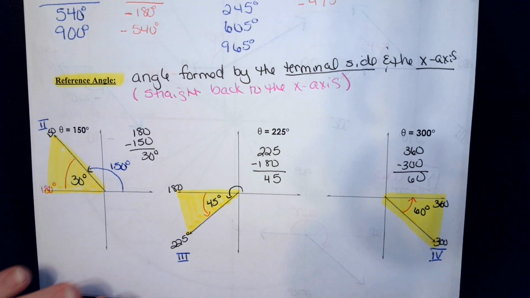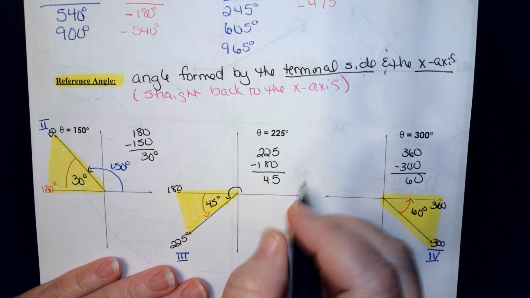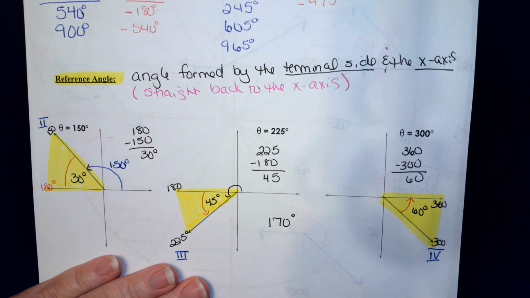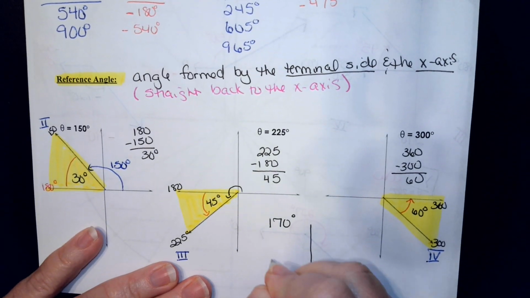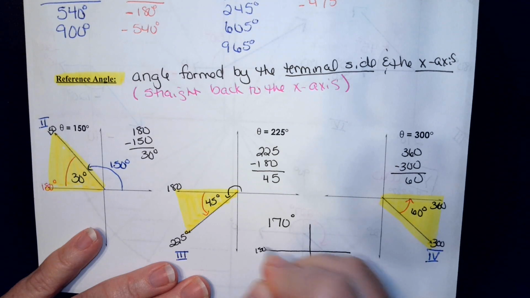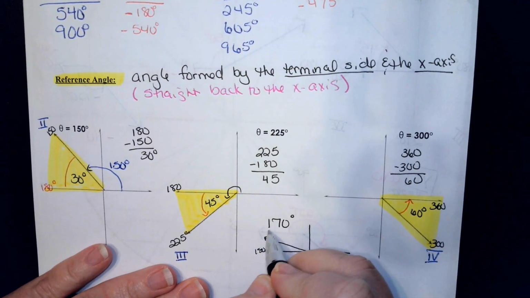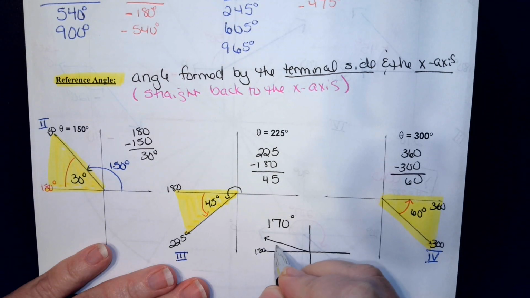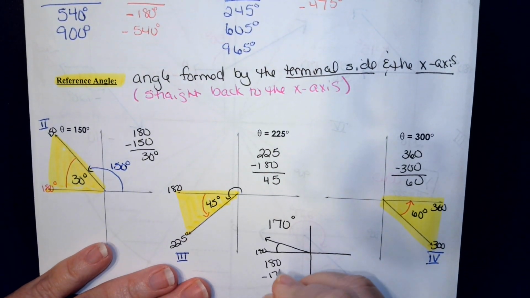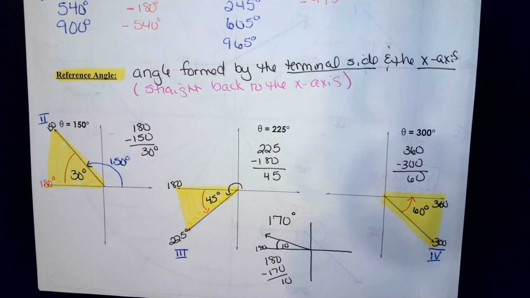So for example, if I ask you what is the reference angle of, I don't know, let's say 170. Alright, so visualize what 170 is. This is 180, so 170 is probably right about here. So if that's 170, and this is 180, to go from 170 to 180, it's going to be 10. So this little angle right here would be 10 degrees.